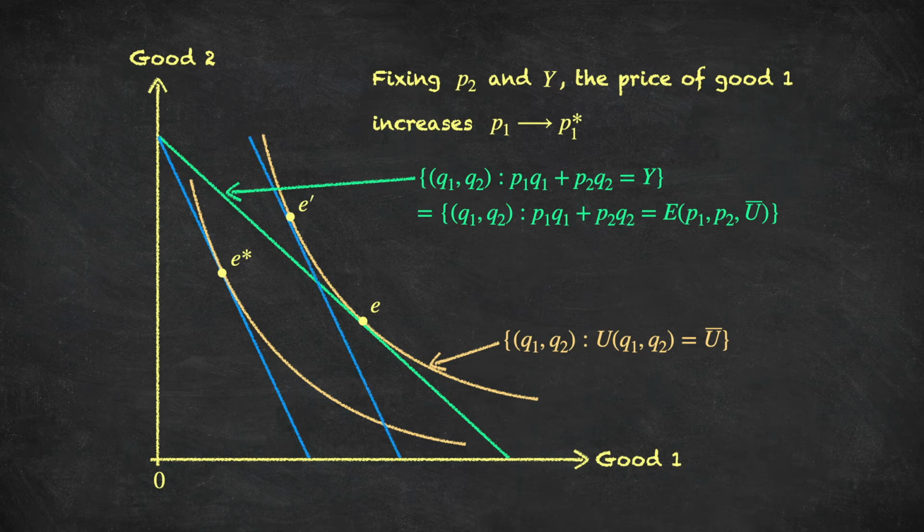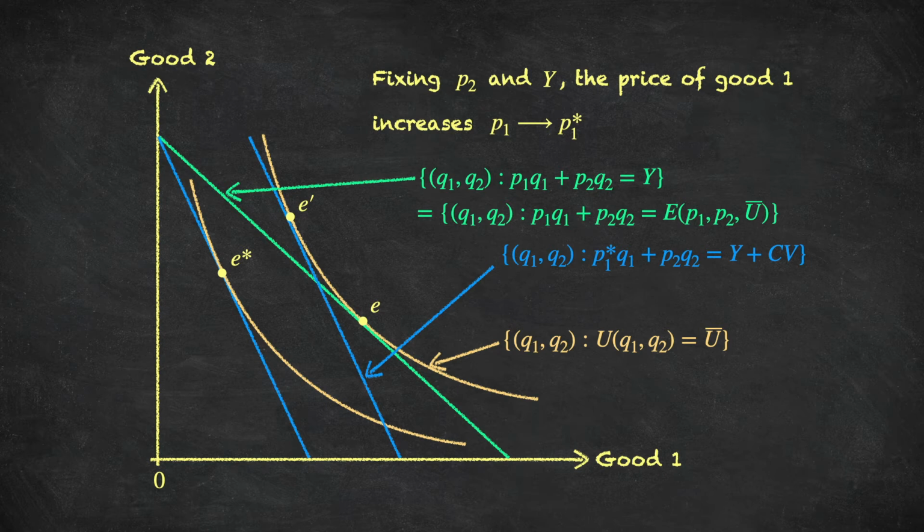Now, when we derived the compensating variation, we were looking for how much income to give the consumer in order to restore their utility to the original level. So here I've drawn another blue line, which is taking the new prices P1 star and P2, and then adding to the consumer's income until they can afford a bundle E prime that is on the original indifference curve with utility U bar. I know the equation for this line.